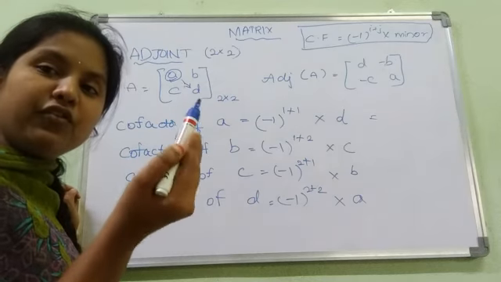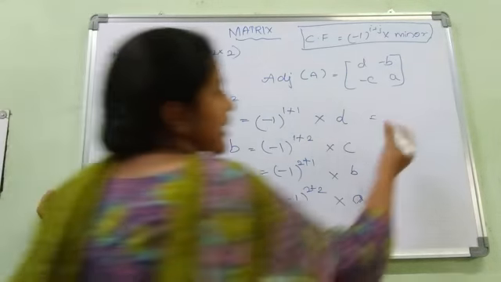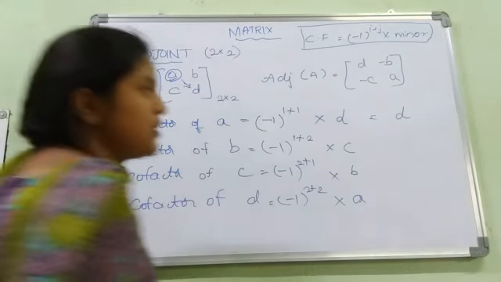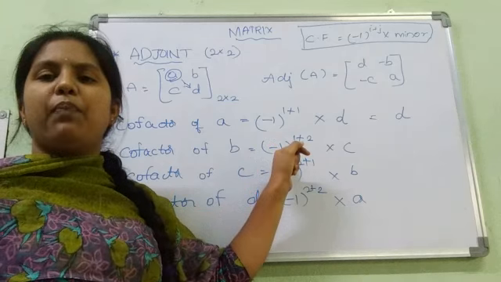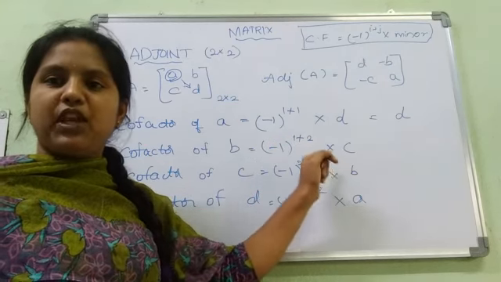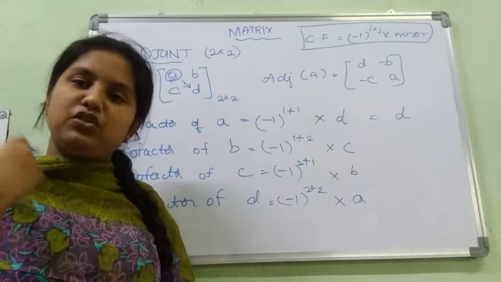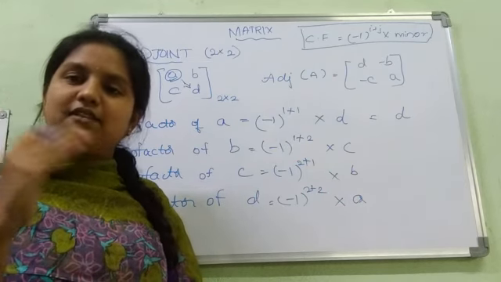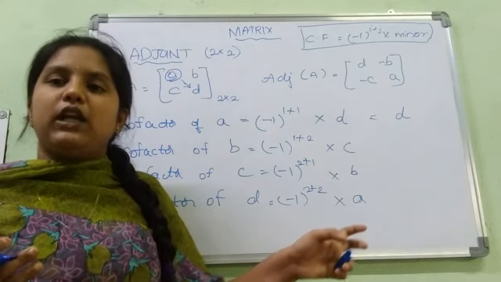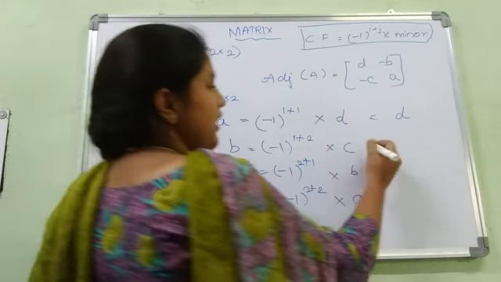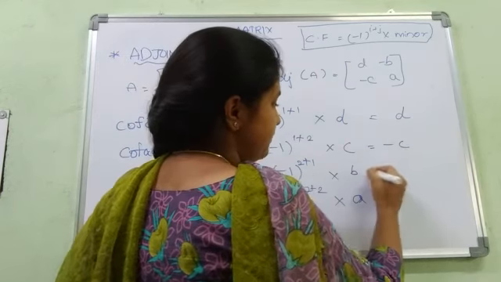Minus 1 to the power of 2, what will it become? 1. 1 into D, D. I think you have understood this well. And next, minus 1 to the power of 1 plus 2 into C. Minus 1 to the power of 1 plus 2, that is nothing but 3. Minus 1 to the power of 3 into C, it means minus 1 into C, minus C.